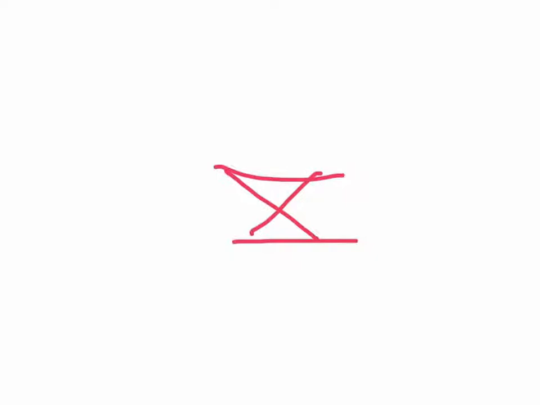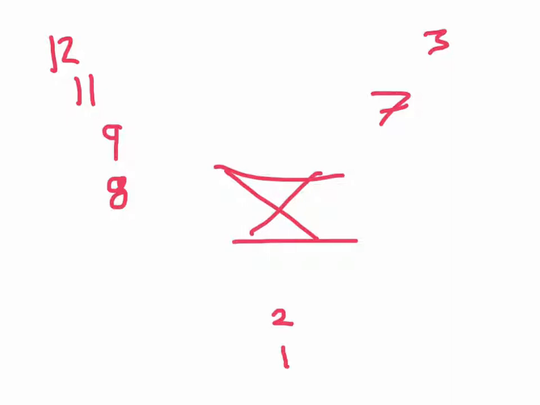So we'll start with 12, 11, we already have 10, so we'll go to 9, and then we'll go to 8. So we have 12, 11, 10, 9, 8. Then over here we can put a 7 and a 3, because 3 plus 7 makes 10. And then at the bottom we can put 1 times 2 times 5 makes 10.